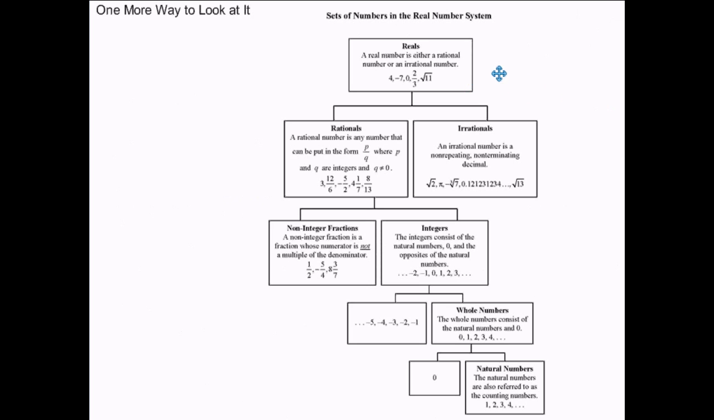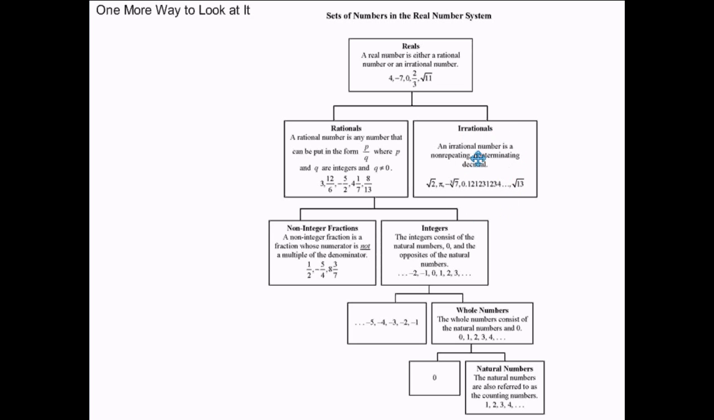The flowchart starts this way. Are you real? If you're real, you're in this box. If you're not, you're over here somewhere. Then if you're real, are you rational or irrational? Rational means that you can be written as a fraction. That's actually what it means. So all the decimals that end or repeat, all the integers, all the fractions. Or you can be irrational, which means you're a decimal that never ends and never repeats.